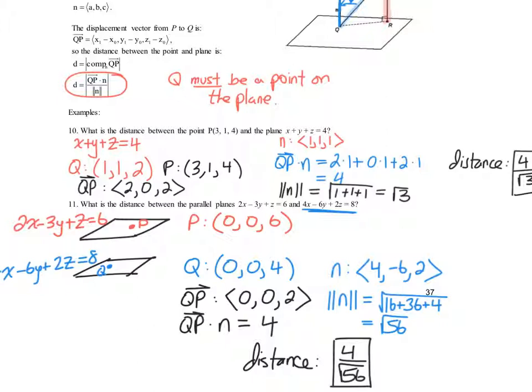Things would change in the sense that you would have a different magnitude for your n, and you would have a different dot product, but it would still give you the same answer. So it doesn't matter which one you select. It matters about being consistent once you make your selection.